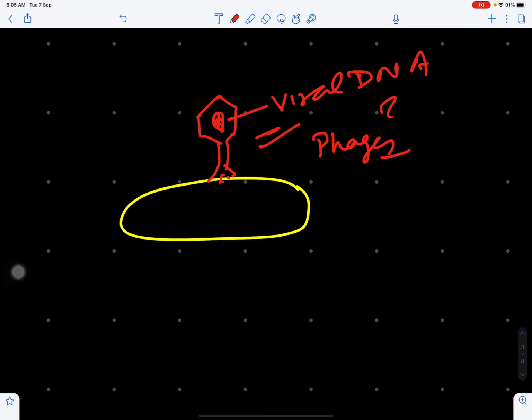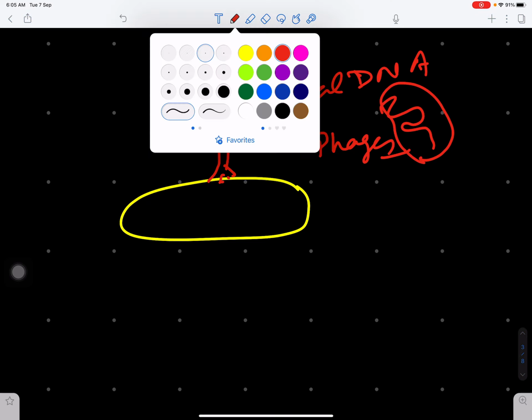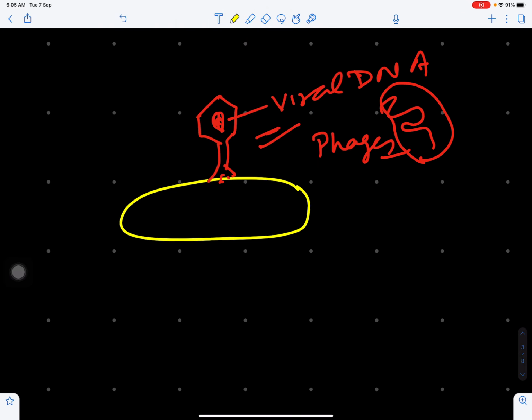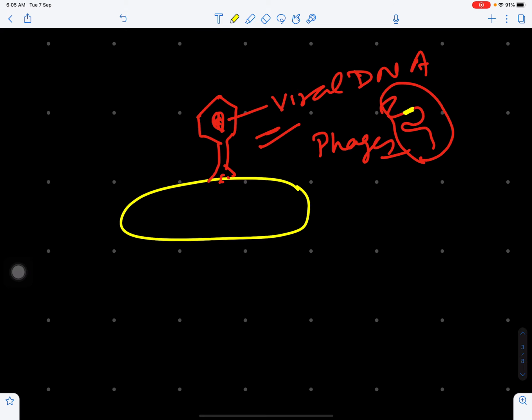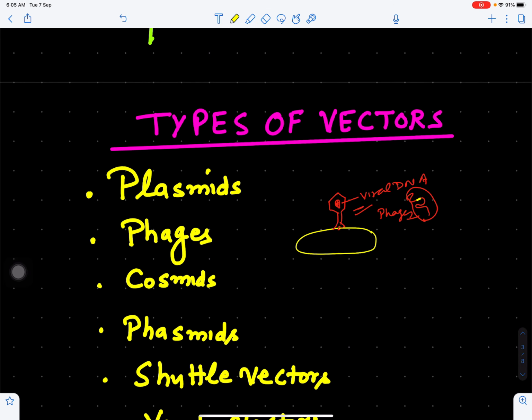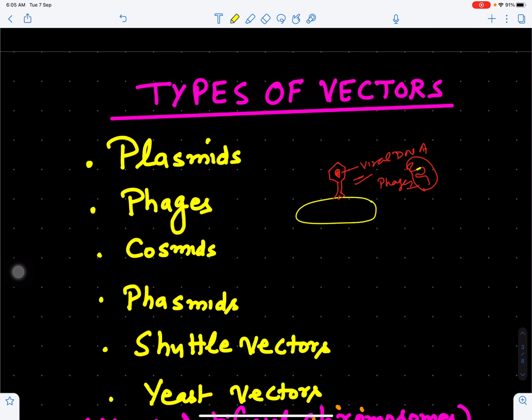So this viral DNA can be multiplied or cloned, and in this we can put our gene of interest over here. We can insert the DNA over here, and we can multiply it with the help of viruses. This is called phages. This we'll discuss in the next videos.